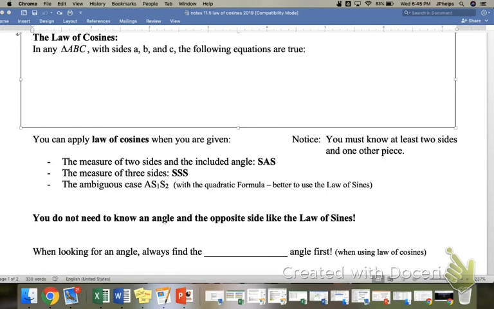So on your notes you've got a section that says when you can apply the law of cosines. The law of cosines can be applied when you have the measure of two sides and the angle included. So side, angle, side, that would look something like this. If we know this side, this angle, and this side, then we can use the law of cosines, which would tell us what this side is over here.